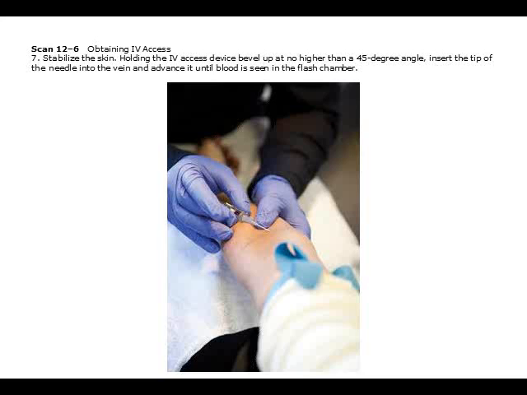So holding your IV access device bevel up and no higher than a 45-degree angle. Like I said, usually about a 20-degree angle is right. Insert the tip of the needle into the vein and advance it until blood is seen in the flash chamber. And if you look up there into the provider's right hand, that he's got fingers on either side of the flash chamber, there is blood in the chamber, indicating that you've hit the vein.